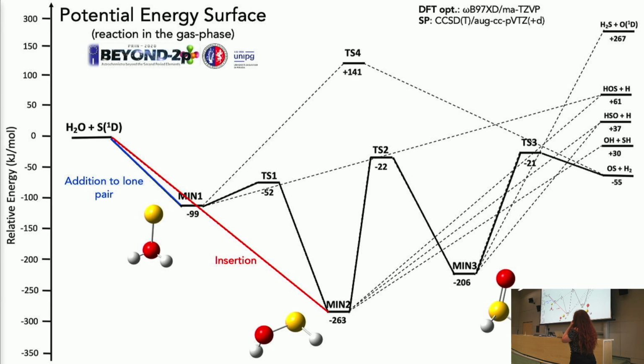Something that I would also like you to notice is that there is only one exothermic channel. Now, why do we care about that? Because endothermic channels will not be feasible in the interstellar context. There is simply no way that they would happen. So the only feasible channel is the one that leads to the formation of OS and molecular hydrogen.